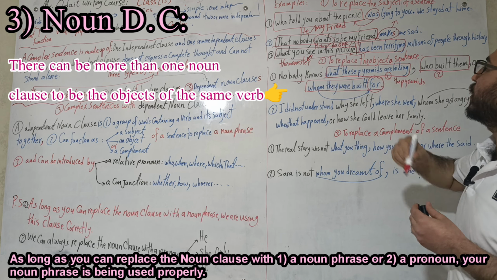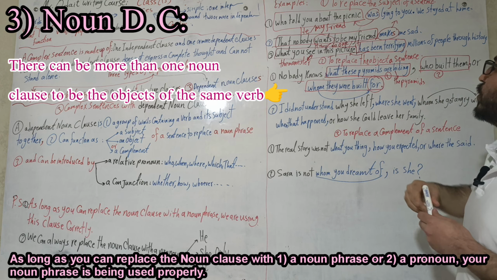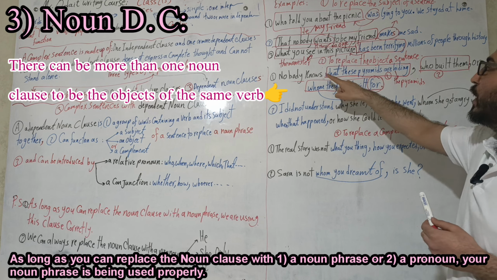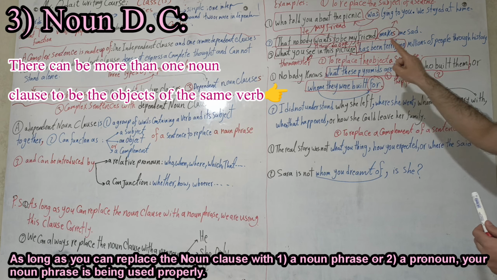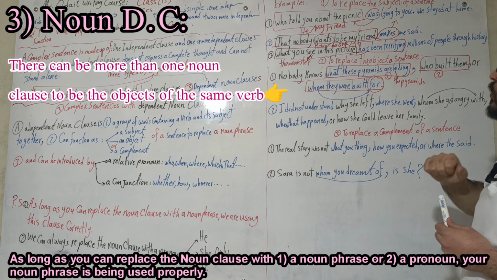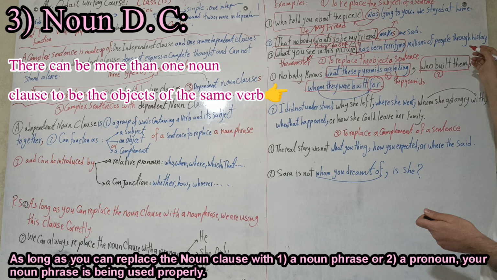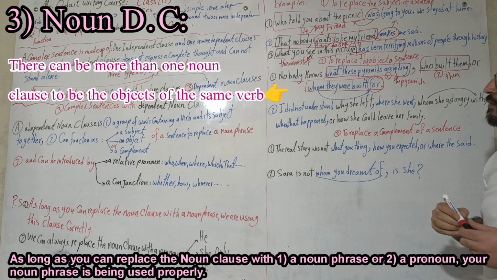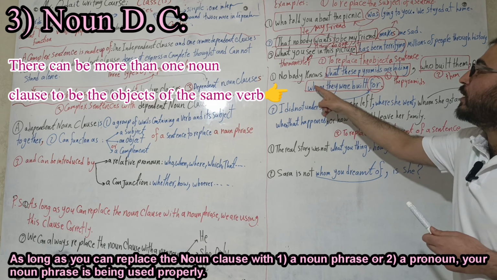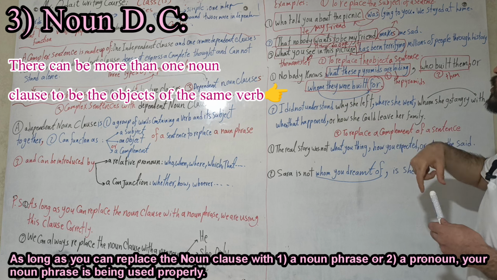So as long as we can replace this clause, which contains a subject and its verb together, with a noun phrase, we are using it correctly. And here, nobody knows who built them. Nobody knows, for example, him or them. Let's say them for plural. Or nobody knows whom they were built for.